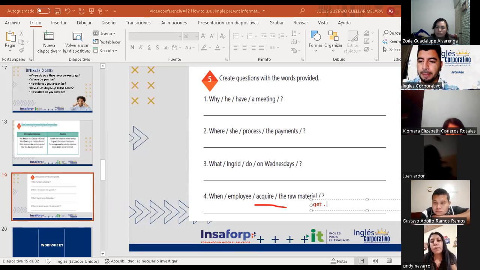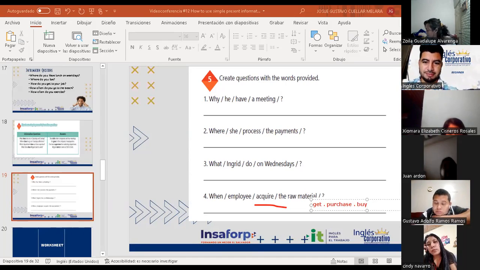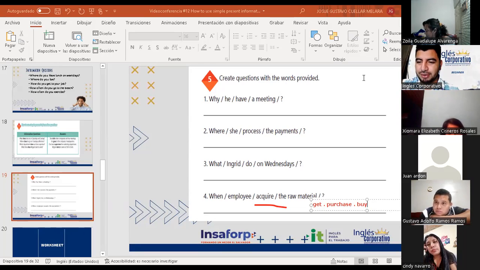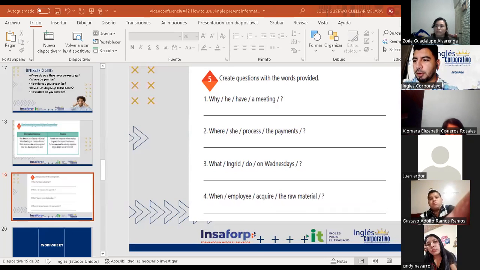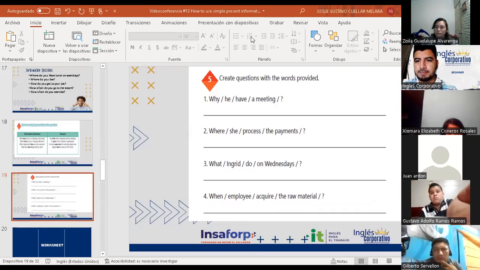Igual como esta. Purchase. Purchase es compra, pero también sabemos que buy es compra. ¿Verdad? Pero purchase es más formal y es más relacionado a las compañías. Es por eso que es ese vocabulary, acquire, o get, conseguir. Teacher. Yes. Y raw materials es como material.